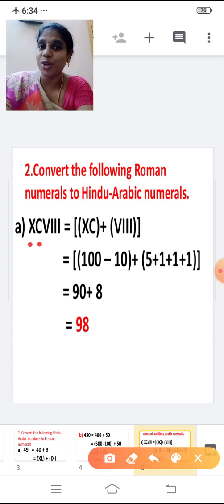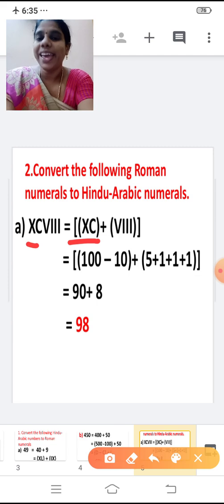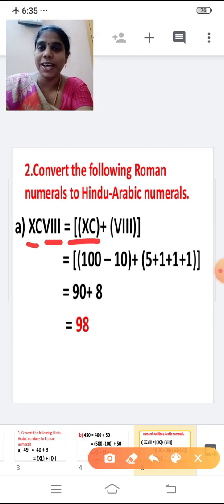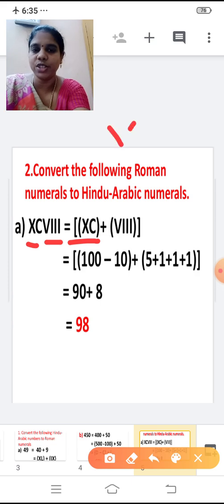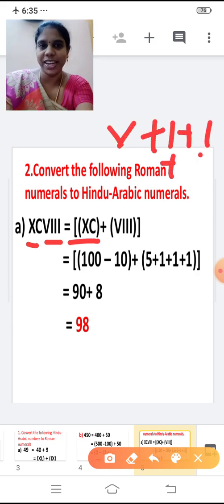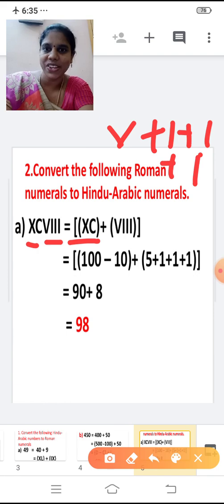See, if there are two or more symbols, you can add directly, right? Yes, there are more symbols, so we can add directly. Now, XC. If the smaller one is placed before the larger one, what to do? Take that separately and write XC plus V plus I plus I plus I. You can write it like this, or VIII. If the smaller one is placed after the larger one, you can add that directly, right?